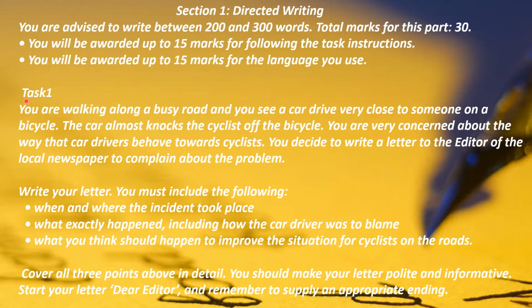Now let's have a look at task 1. I'll be underlining the things so that you can understand them well. You are walking along a busy road. You're on a busy road and you see a car driver very close to someone on a bicycle. Another person is on a bicycle. The car driver is close. The car almost knocks the bicyclist off the bicycle. Hit him and the bicyclist is now off the bicycle.